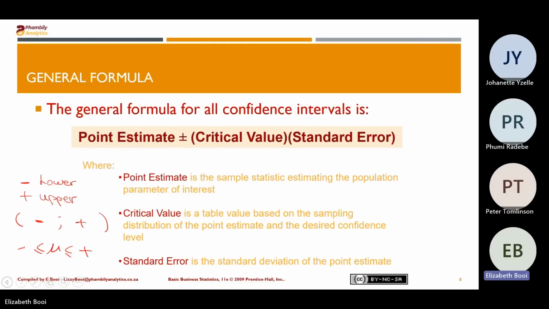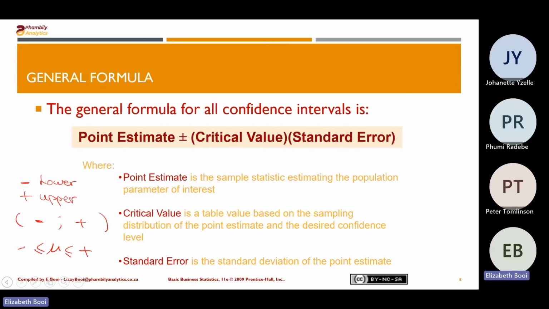Now, the last component of this formula that I didn't touch, the critical value. You might think that critical value is something out there in the world in some way that you don't even know what that is. We have been working with critical value since we started with normal distribution. In this instance, where we find the confidence intervals for the mean, your critical value is the Z value.